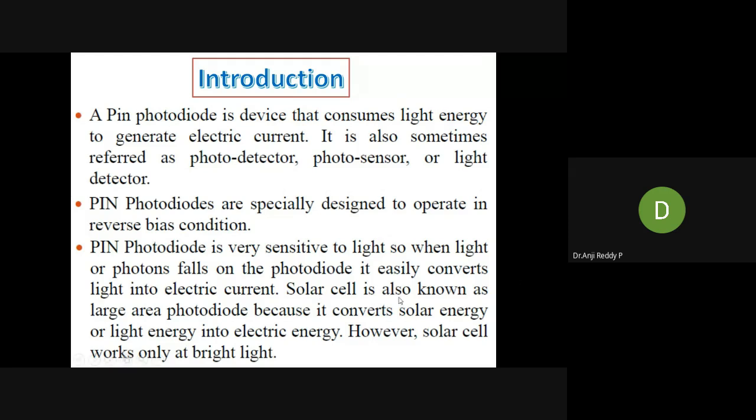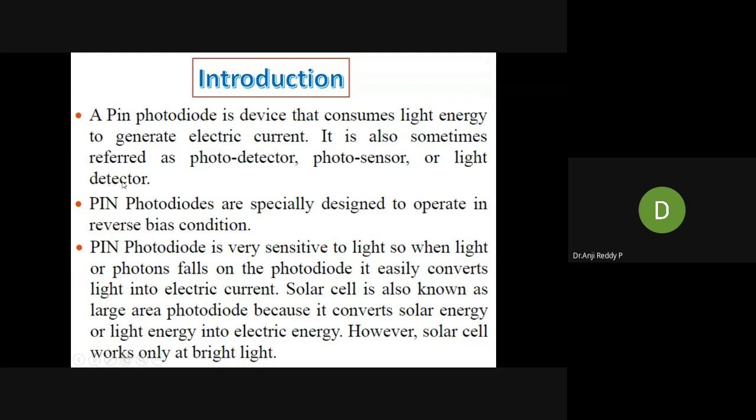Solar cell is also known as a large area photodiode. The area of the solar cell should be large because it converts solar energy or light energy into electric energy of bright light. However, a solar cell works only at bright light. Remember this point, this is very, very important. A solar cell works only at bright light, but this PIN photodiode will work even with very small intensity of light. That is the difference between PIN photodiode and solar cell.